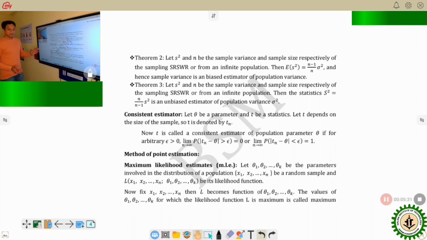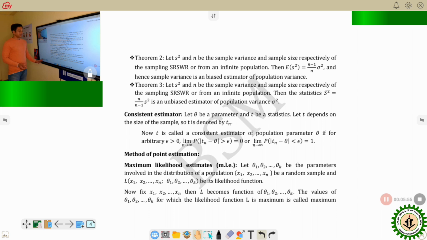When Tn is the value of the statistic and theta is the population value, say the population value theta is equal to 100. Then the statistic value will be very close to theta, that is, the probability is 1 if the difference is less than epsilon. Now there are some methods of estimation.